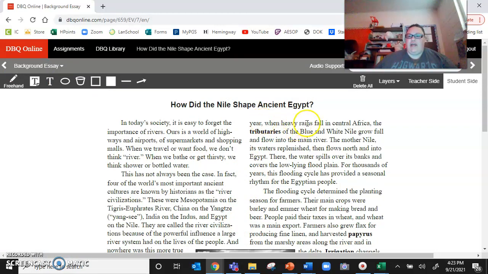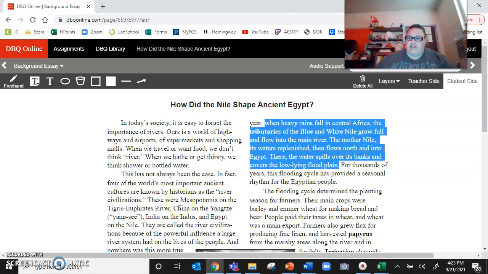Every year, when heavy rain falls in Central Africa, the tributaries of the Blue and White Nile grow full and flow into the main river. The Mother Nile, its waters replenished, then flows north and into Egypt. There, the water spills over its banks and covers the low-lying floodplain. For thousands of years, hold on.